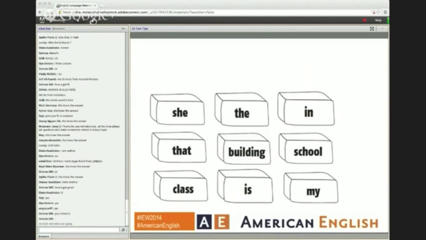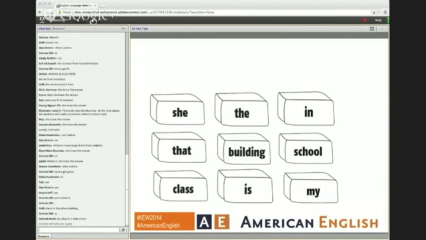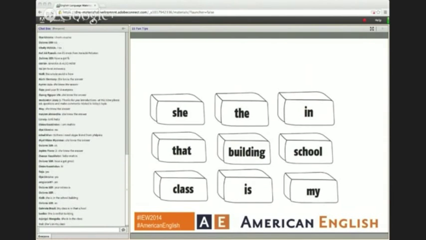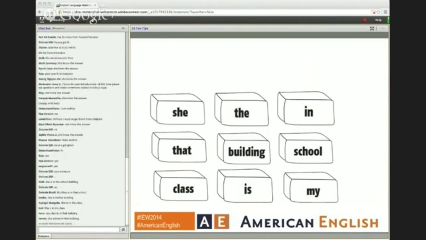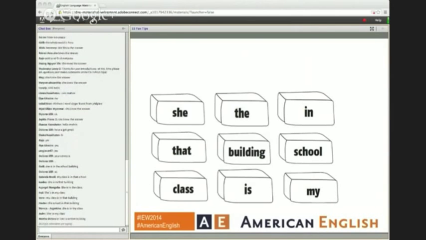So Jenny, can you make a sentence? I'm thinking my class is in that school building. My class is in that school building. Great. Excellent sentence, Amy. Wow.